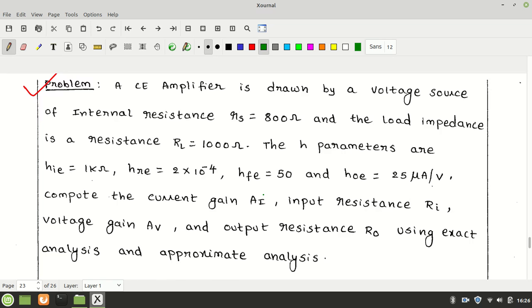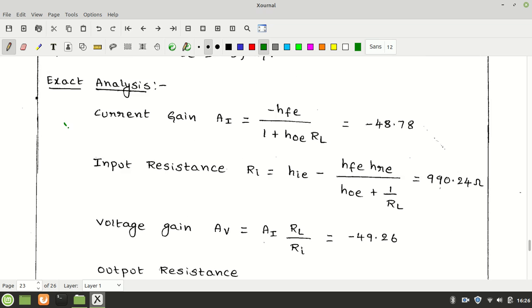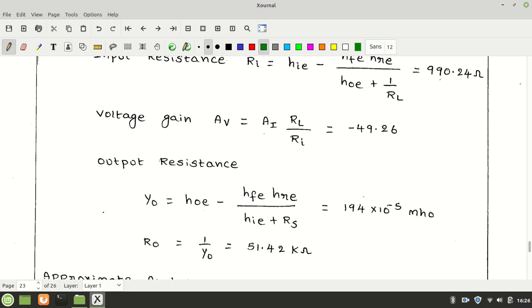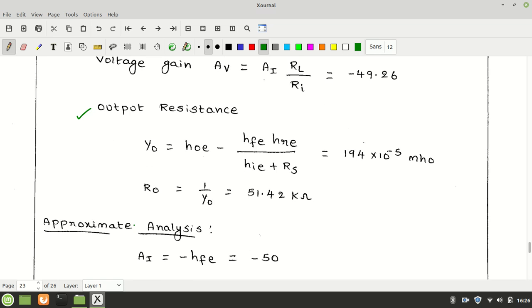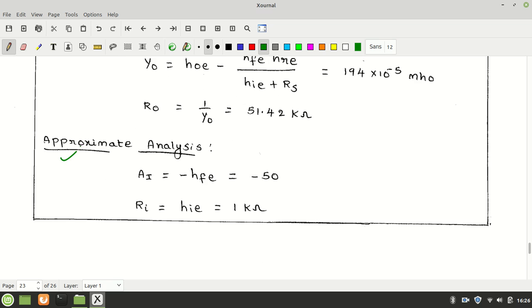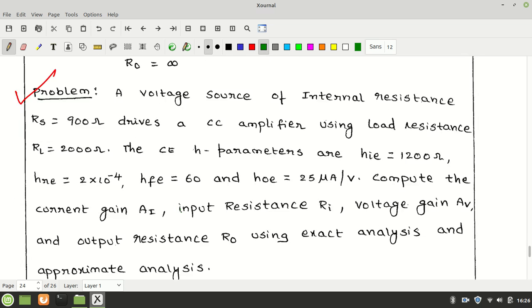Yes, some problems regarding the common emitter amplifier. You can see the values can be given and something will be asked. For this you have to remember the main formulas for current gain, voltage gain, input resistance or input admittance, and the output resistance or the output admittance. Those formulas should be remembered, and you can also remember the approximate analysis, and by doing those two problems you can see whether the actual results and the approximated results deviate from each other.